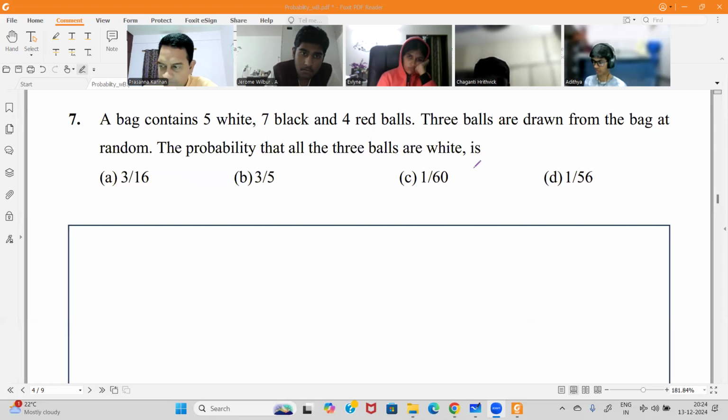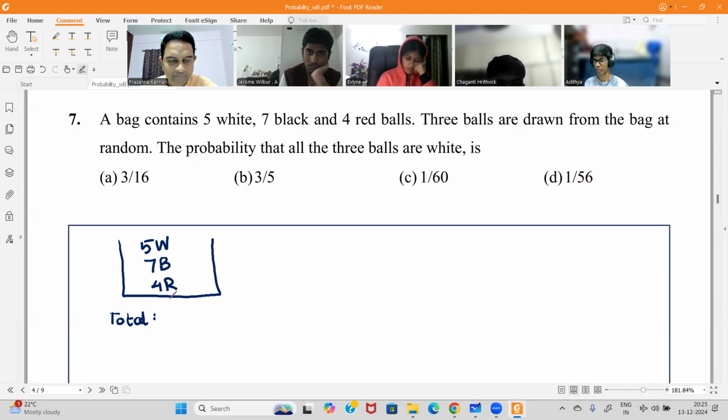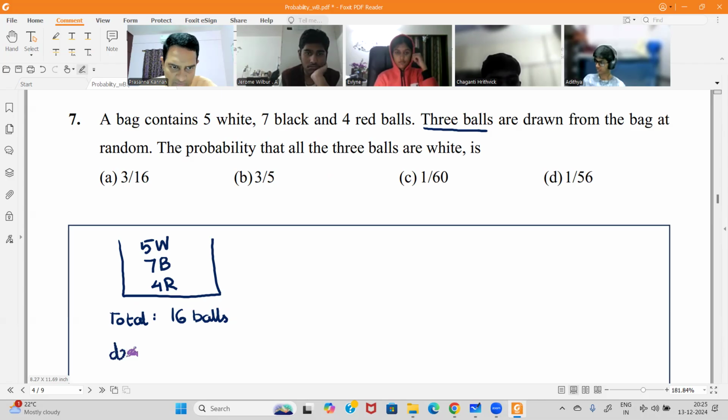Okay. Similar question. See, these questions you can use permutation combination, or you can directly also do. So you have 5 white balls, 7 black balls, and 4 red balls. Yes, Hrithwik, can you answer this? Can you unmute yourself? Yes, sir. Totally how many balls are available? 16, sir. Yeah, 16 balls are there totally. And out of that, how many balls are being drawn? 3, sir.